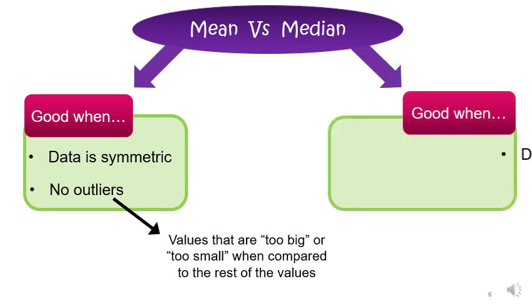The median is great when our data is not symmetric, so maybe there's some skewness there, and when our data has outliers. Recall that median only has to do with the position, so it's not going to get affected by outliers. Whereas the mean relies on the actual values of the data points. So if you have an outlier, that's going to alter your mean, or your average, of your data set.